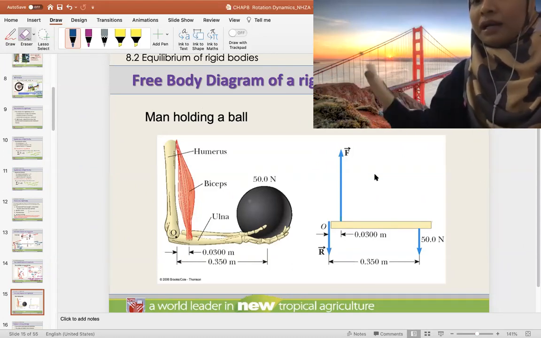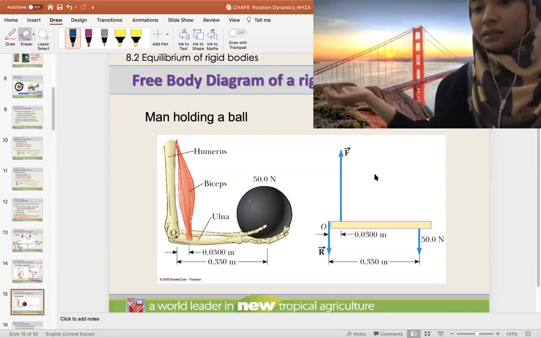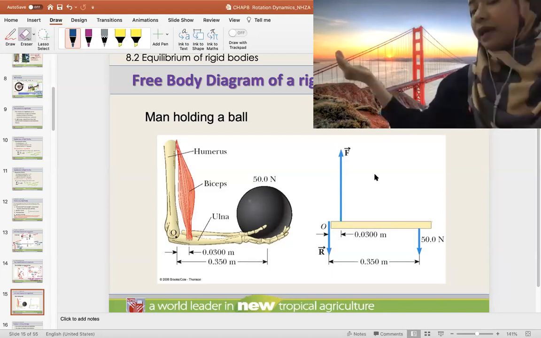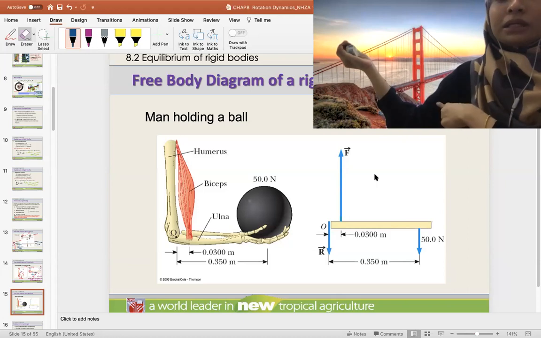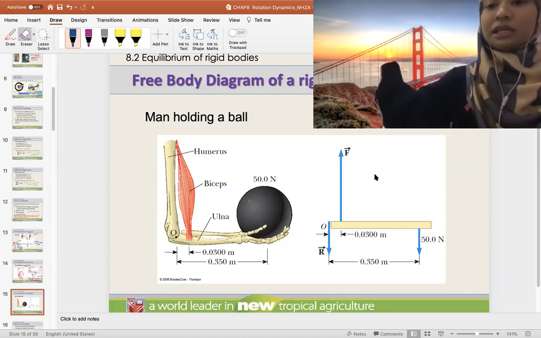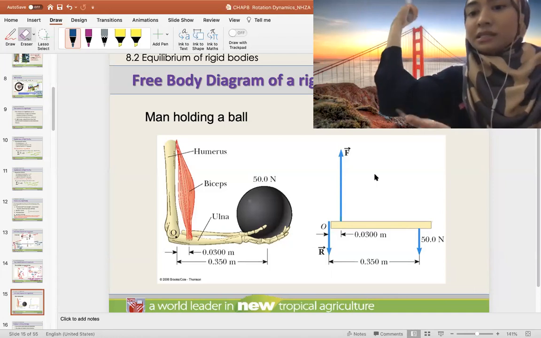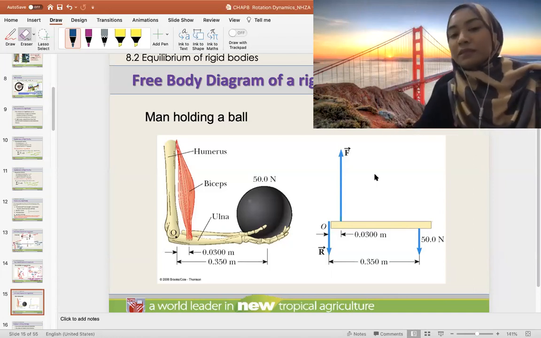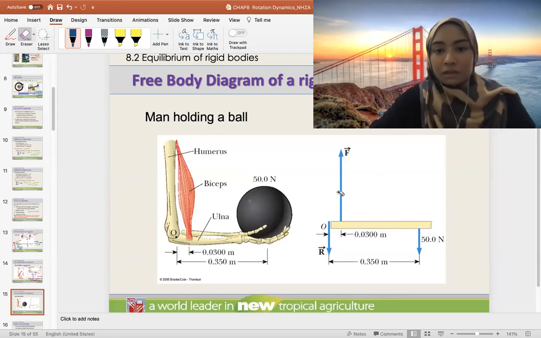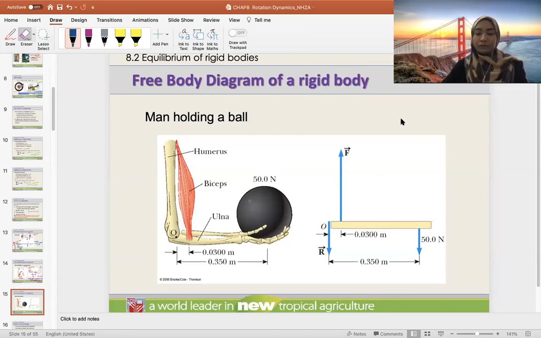For me to lift this, whatever bomb this is, I am actually using the force from here. The axis of rotation is the elbow, right? My elbow becomes the axis of rotation. So now, the force applied is by the muscle. This is muscle. And this is the load of the bowling ball, F load. And this is your axis of rotation, the elbow.